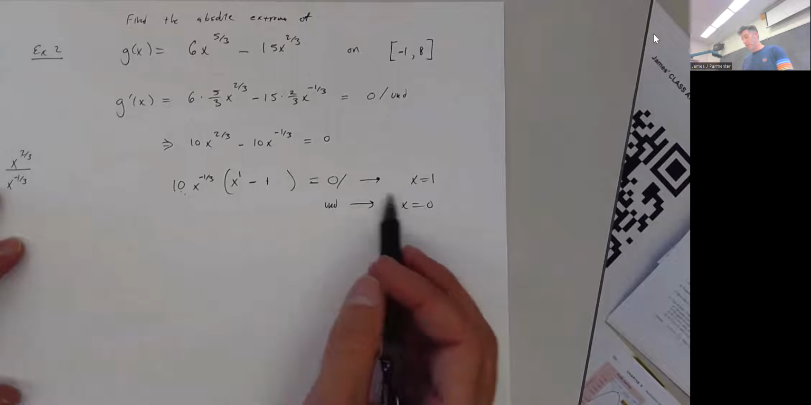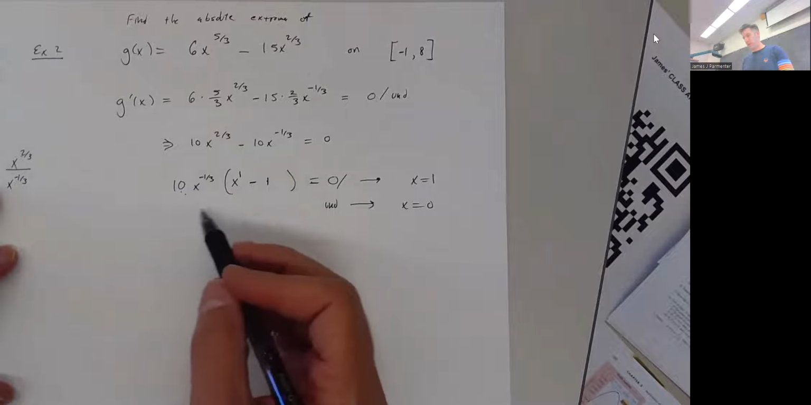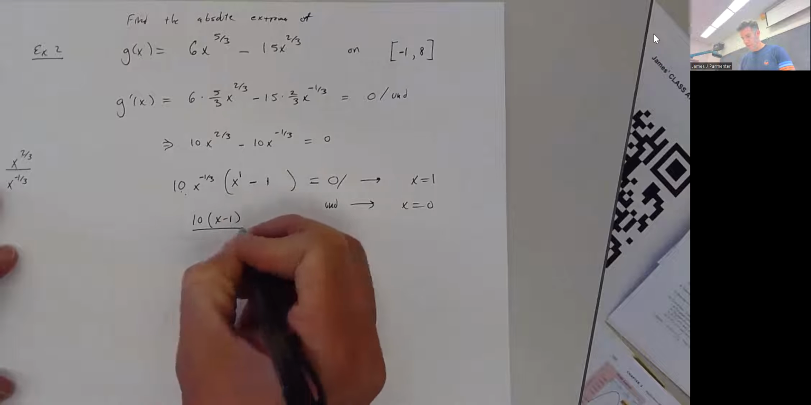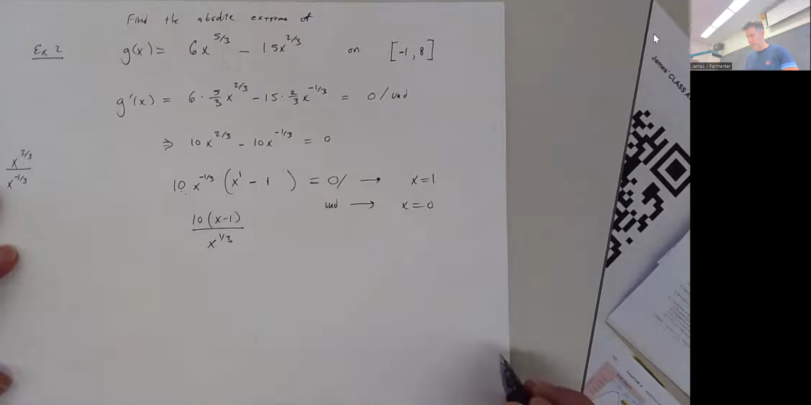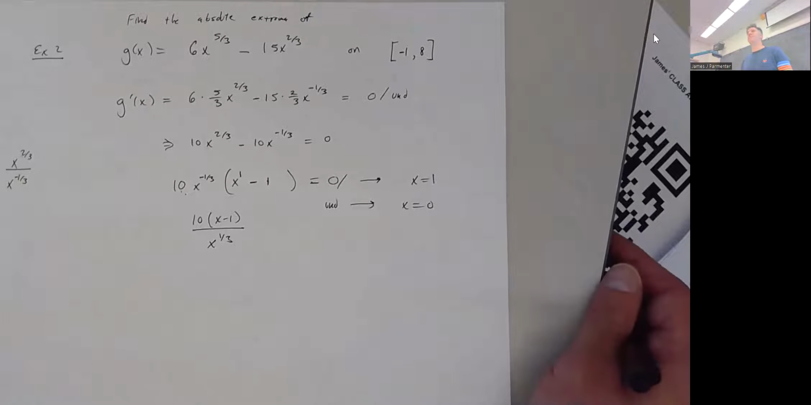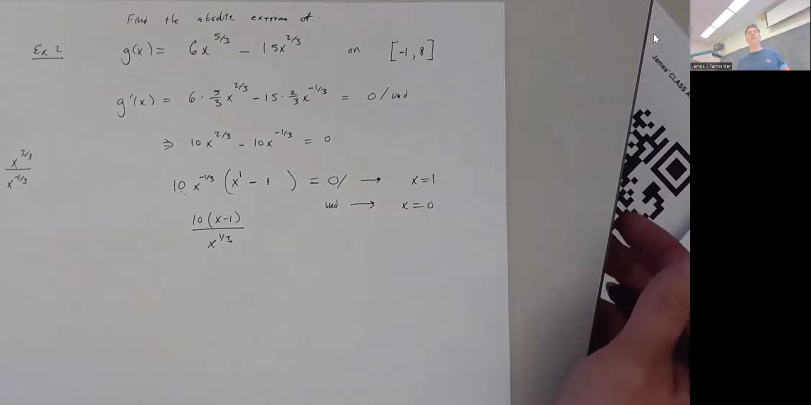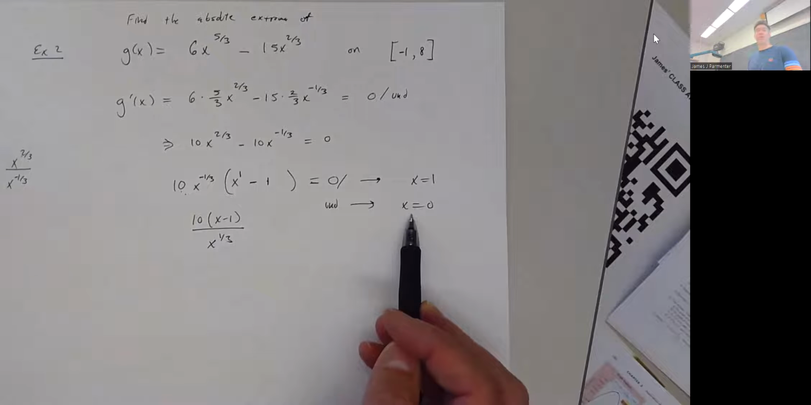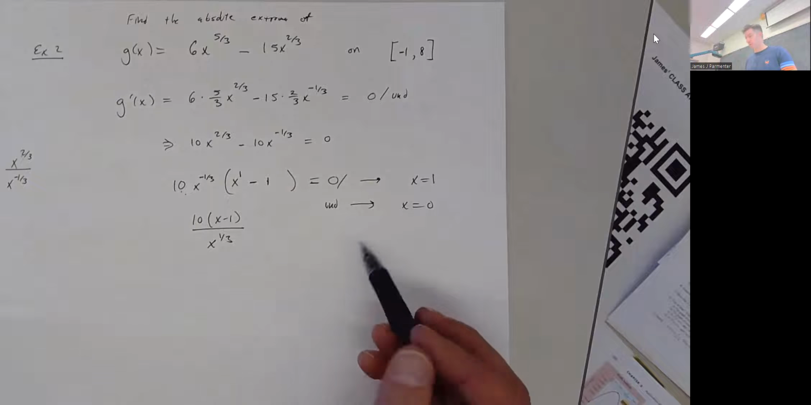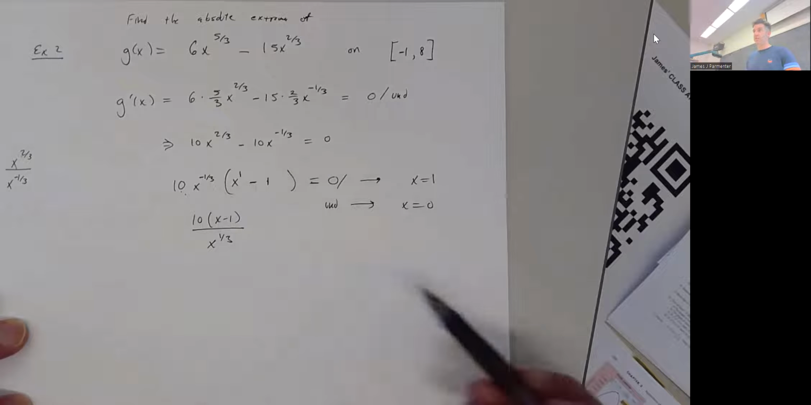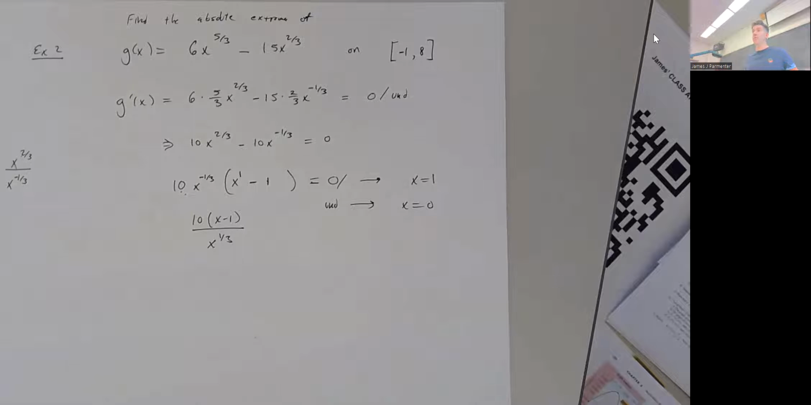But just to clarify here, if I'm going to rewrite this one more time, I'm going to write this as 10 times x minus 1 over x to the +1/3. It kind of doesn't matter a whole lot whether you know that this is making it 0 or undefined, it's still a critical value either way. But it is good to know what it actually is. So x equals 0 makes this derivative undefined. X equals 1 makes this derivative equal to 0. They're both critical points, though.